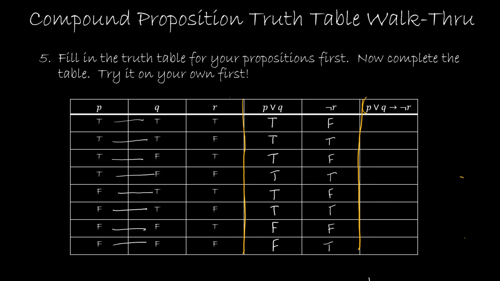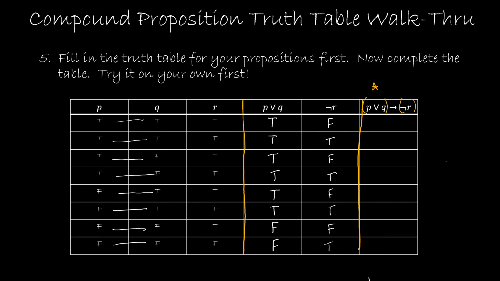So we're saying if P or Q, then not R. And remember, an implication, which is what we're dealing with here, is true if we've got two trues, so true implies true, or if the first part of our implication, the hypothesis statement, is false, then our result is going to be true.